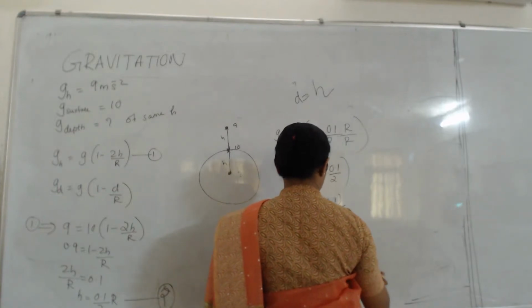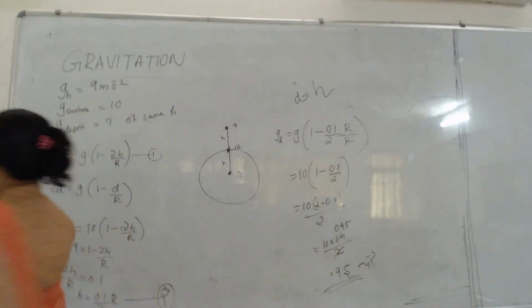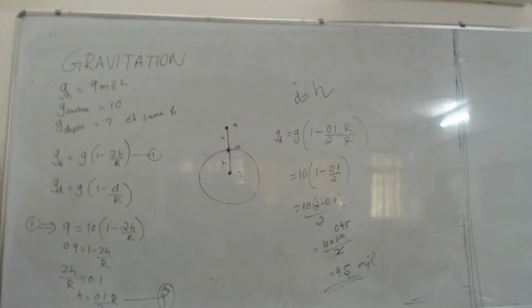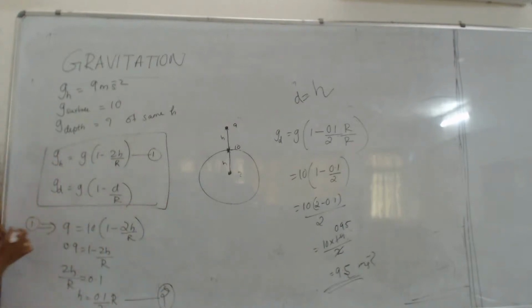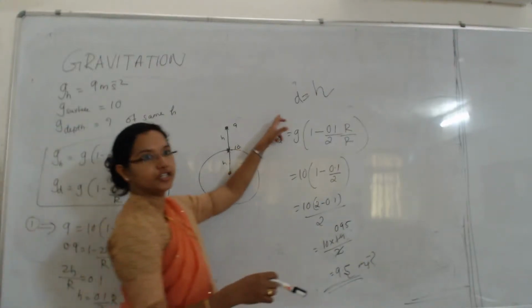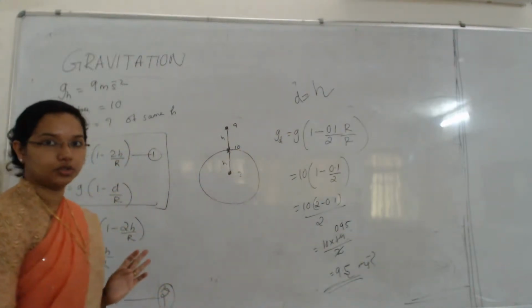and 0.5 meter per second square. Remember the question, I have written all the equations: variation of g due to height and variation of g due to depth. Variation of g due to height is g' = g(1 - 2h/R), and variation due to depth is g_d = g(1 - d/R). These two relations you remember. They gave the height equation; I wrote it, got h, and then substituted d equal to h, the condition they gave in the question.